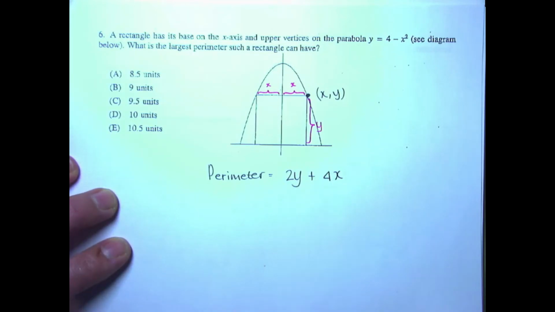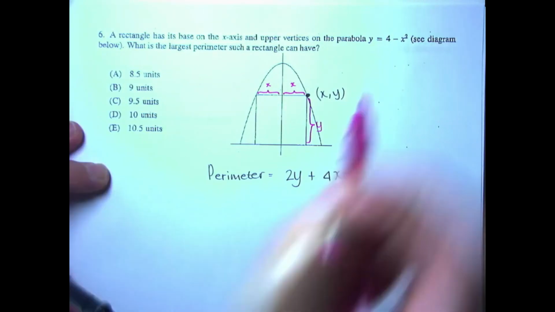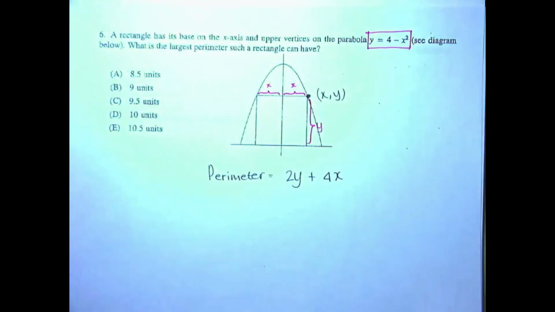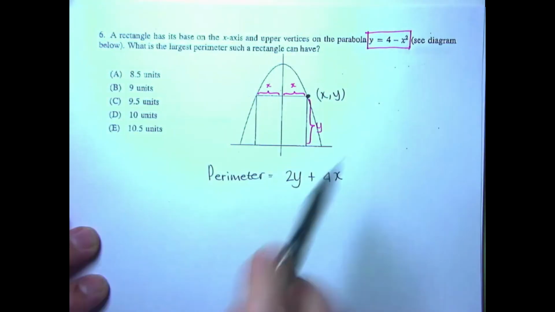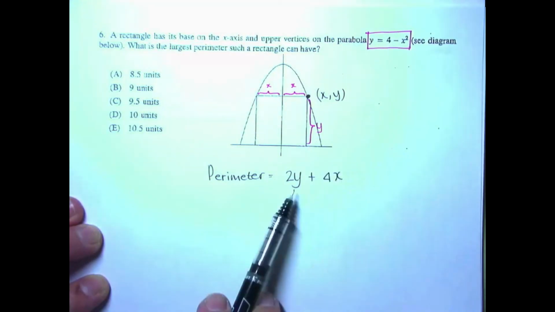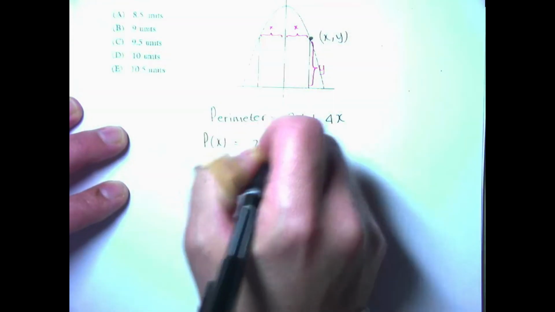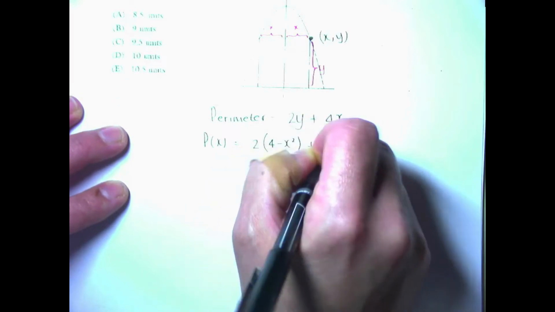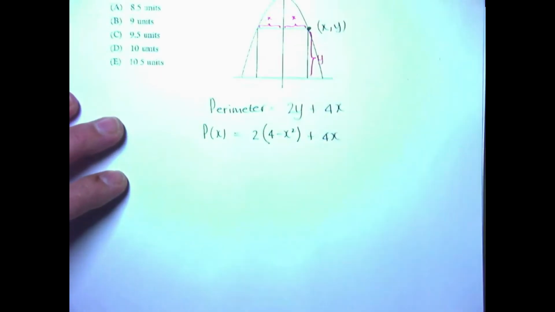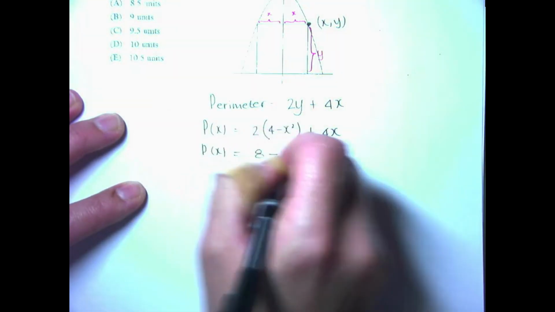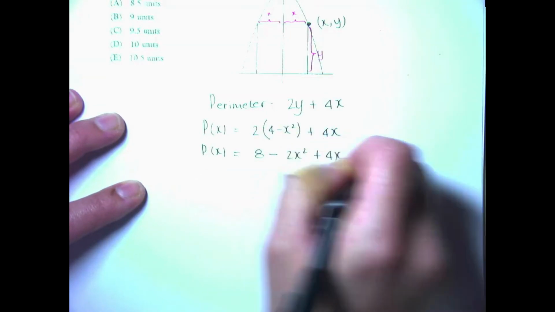Right now, I have 2 variables in here. What was my constraint equation here? What can I use to eliminate one of these 2 variables? We are given that y has to be on this curve, y equals 4 minus x squared. So we can substitute this in here for y. So the perimeter, as a function of x, will become 2 times 4 minus x squared plus 4x. All right, I'm going to clean this up just a little bit. So the perimeter is equal to 8 minus 2x squared plus 4x.